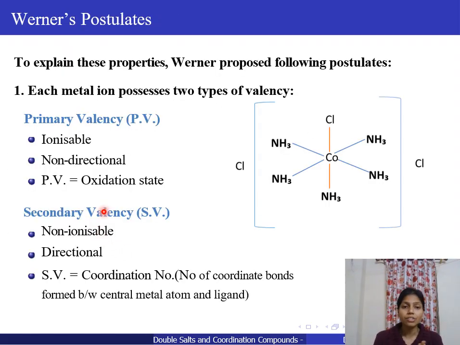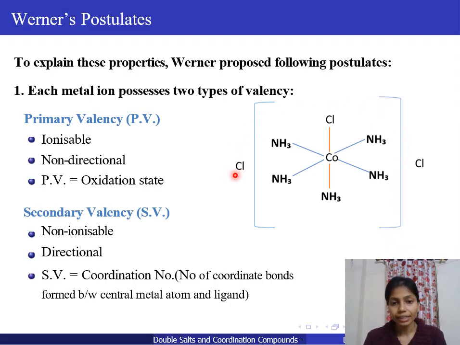So based on his experiments, Werner proposed that coordination complexes have 2 types of valency. One is primary valency, in short PV, and the other is secondary valency, SV. He said the primary valency is ionizable. So this is one example of a coordination complex. Like this, this is the coordination sphere.